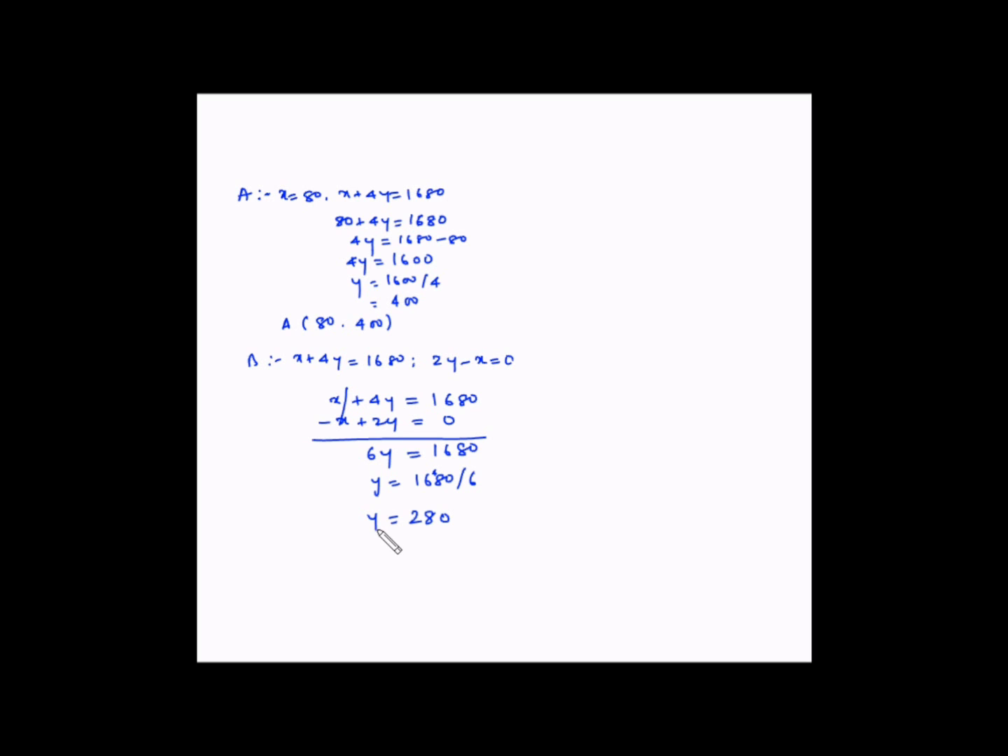Now let's put the value of y in any of these equations. Let's take this equation. This is much simpler. So 2 multiplied by 280 minus x is equal to 0, or x is equal to 2 multiplied by 280, or x is equal to 560. So the coordinates of point B are 560 and 280.